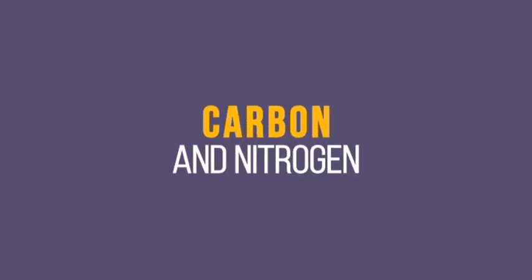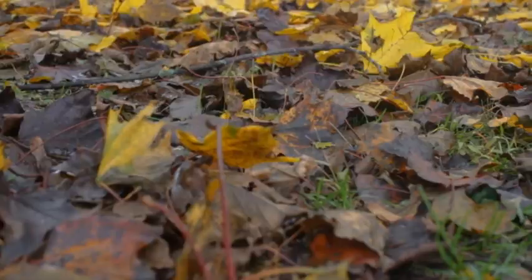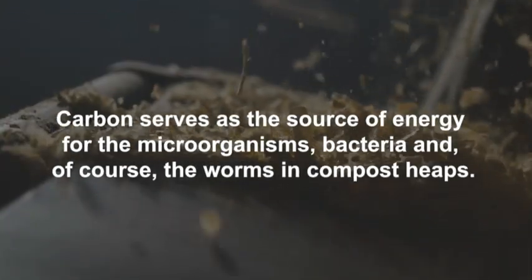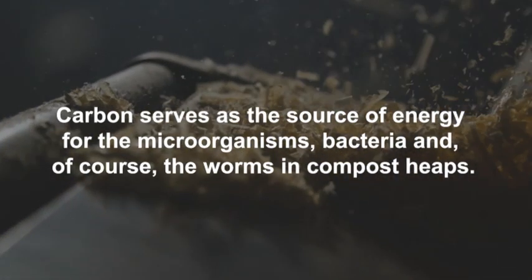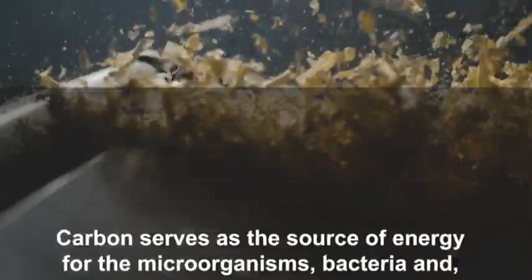Carbon and nitrogen. Carbon can come from dry materials like leaves, woody waste, sawdust, and straw. It serves as a source of energy for the microorganisms, bacteria, and of course the worms in compost heaps.